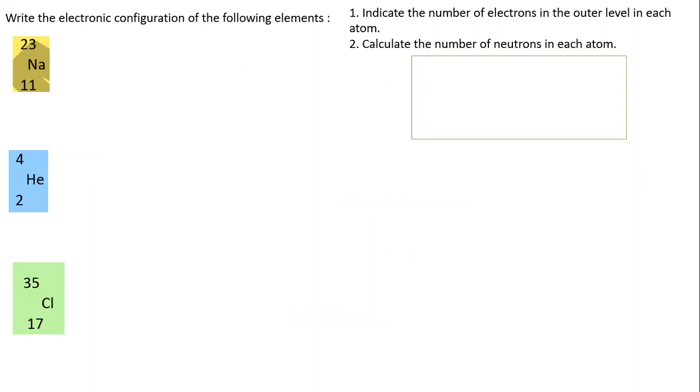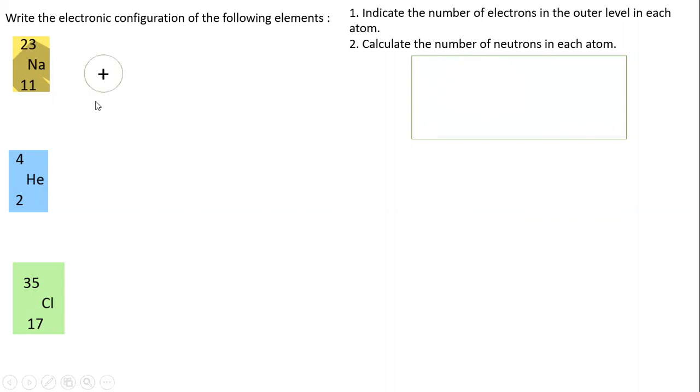Next part. Look at this question, please. Write the electronic configuration of the following elements. Look here: how to do electronic configuration for sodium, 11 and 23. Number one, please, when you do electronic configuration, forget the mass number. We don't deal with mass. We deal only with the small number, the atomic number. So you will distribute the small number.